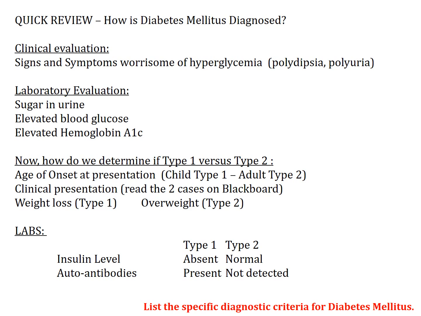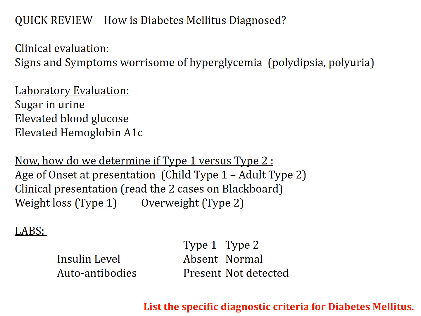And again, now you're starting to commit to memory that an A1C greater than 6.5%, a fasting blood glucose greater than 126 milligrams per deciliter, or a random blood glucose greater than 200 milligrams per deciliter gives us our diagnosis of diabetes mellitus. Then what we need to do is determine: is it type 1 or type 2?